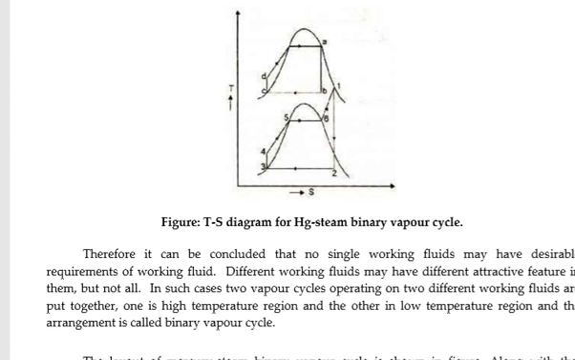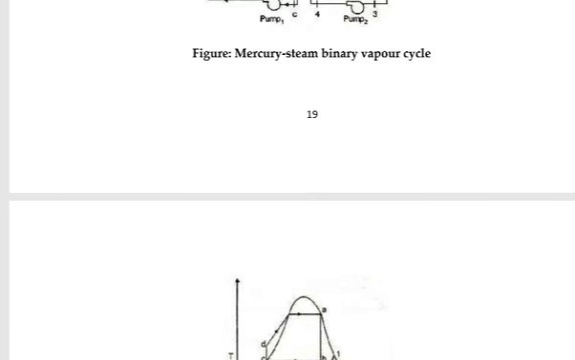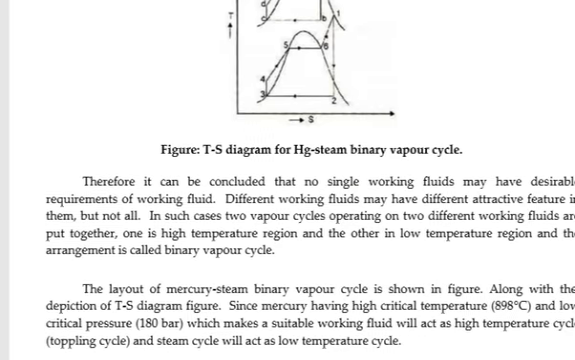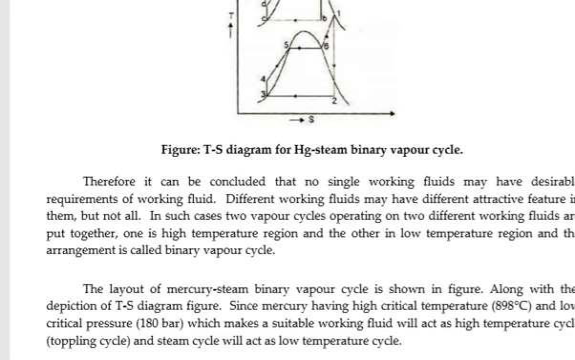From the TS diagram, we can conclude how to find out the pump work, the turbine work, and the efficiency of the cycle. We'll discuss this one. So this is the TS diagram, and you have to consider what happens in this case. Consider m to represent the flow rate of mercury in the mercury cycle per kg of steam circulating in the steam cycle.